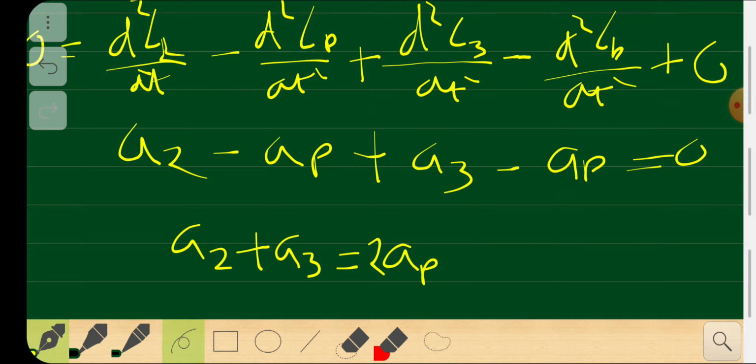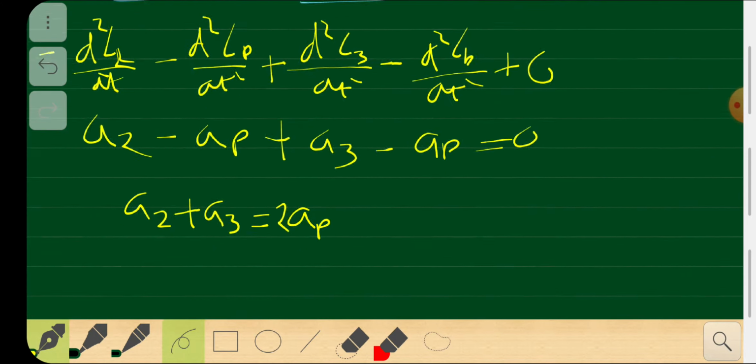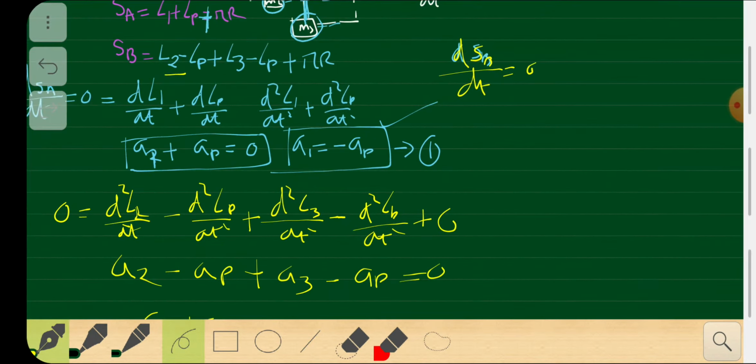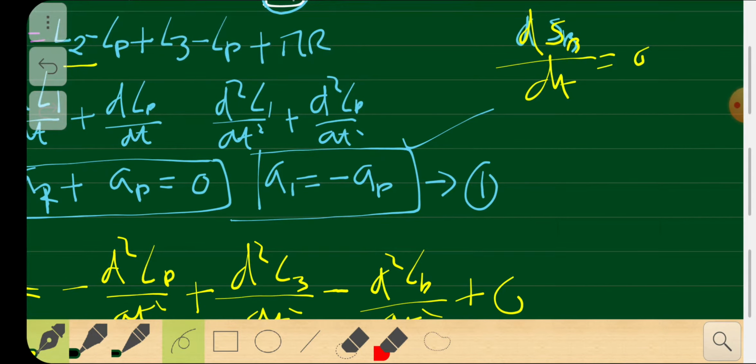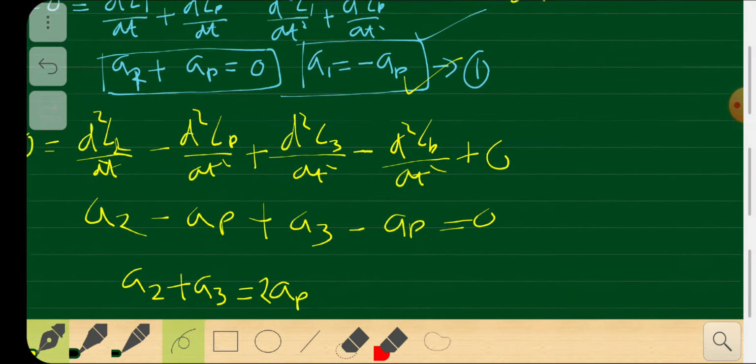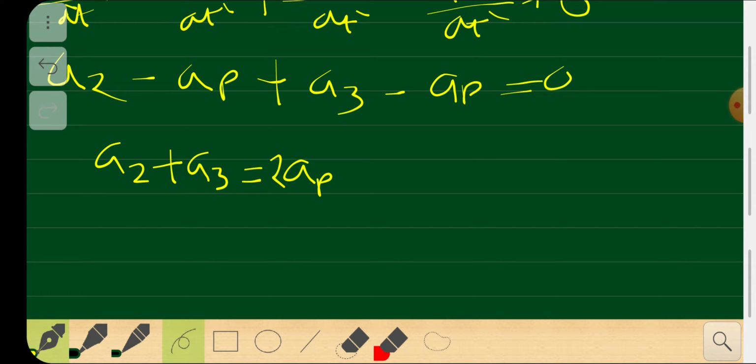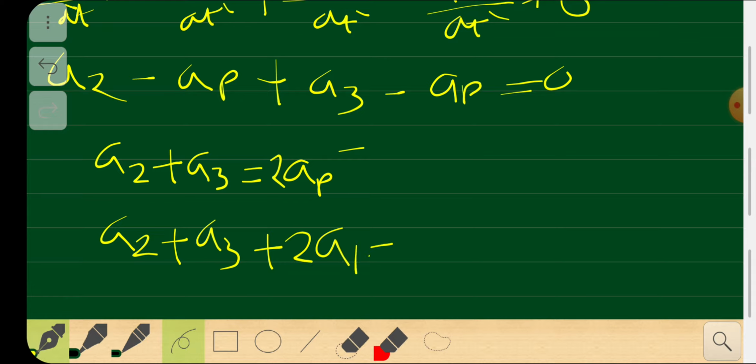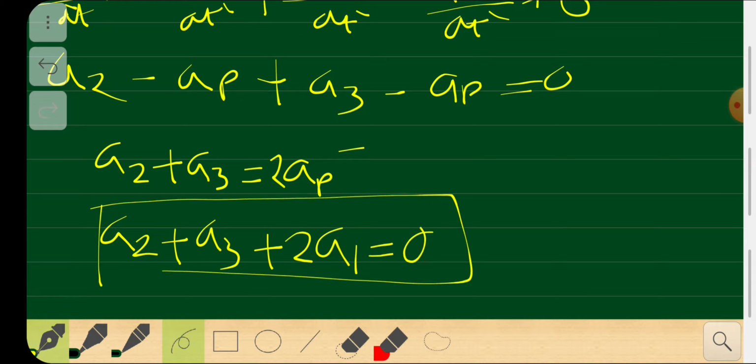So you got that. Let's call this equation 1. Now you can use equation 1 where you know ap is equal to minus a1. So you can substitute that back in and you get a2 plus a3, the minus will come to this side, so you take it to the other side as well, plus 2a1 must be equal to 0. So let's call this equation 2.